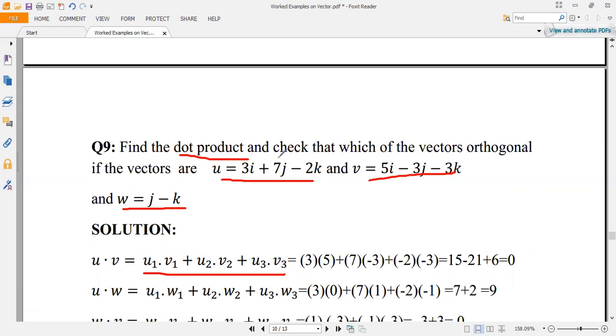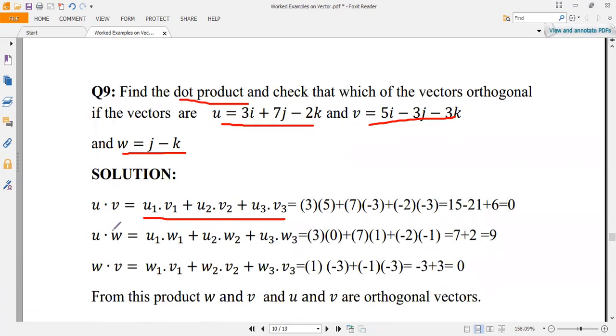Now find the dot products and check whether the vectors are orthogonal. Two vectors are said to be orthogonal if their dot product is 0. Let's compute: u dot v is 3 times 5, plus 7 times minus 3, plus minus 2 times minus 3. So 15 minus 21 plus 6 gives 0. Since it gives 0, u and v are orthogonal vectors.